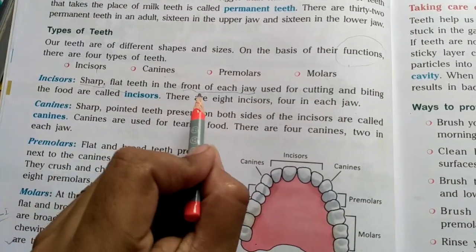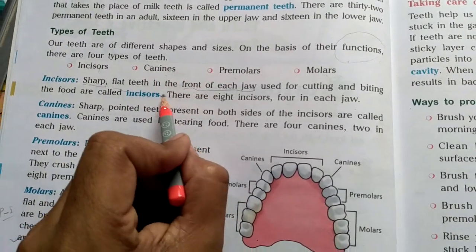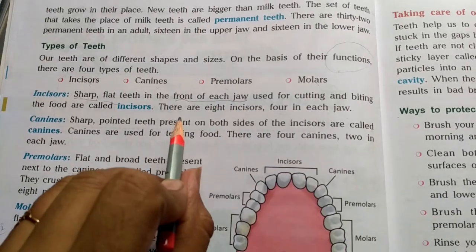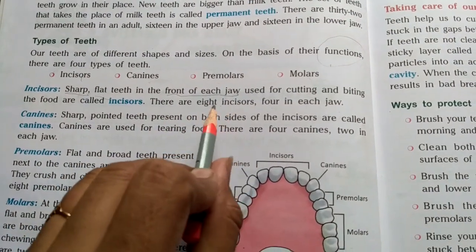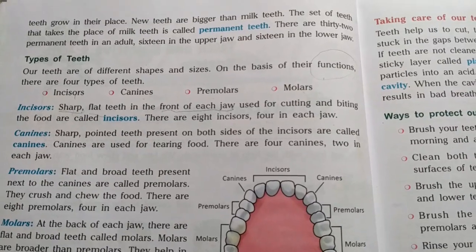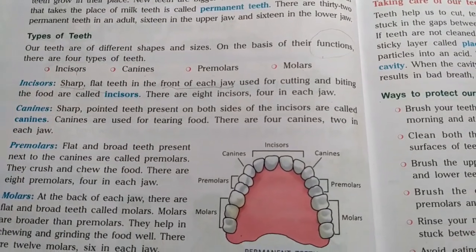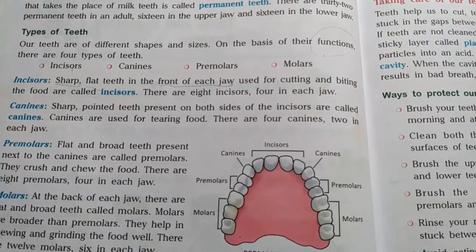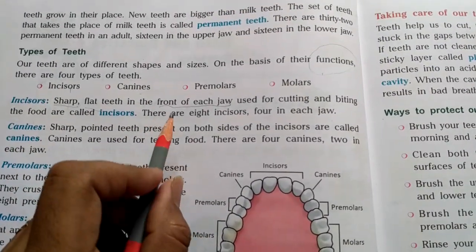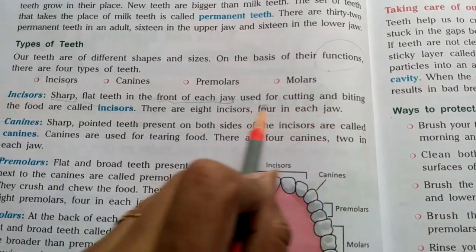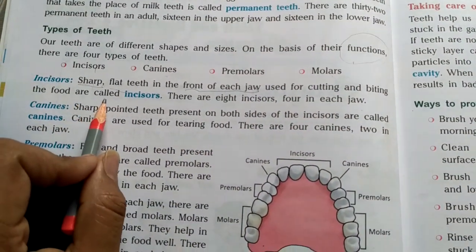So these incisor teeth are present in the front. Front means the very front, सामने की तरफ. They are present in the front of each jaw. In the front portion of your mouth, the teeth which you use when you put your food in your mouth the first time and you bite, na? So the front teeth are only the incisors. They are used for cutting and biting the food.